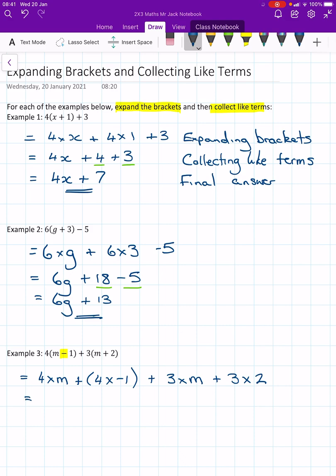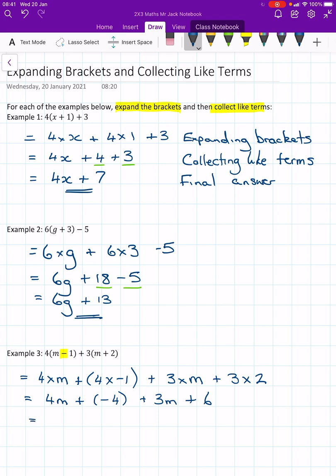So 4 times m is 4m. Now we have plus 4 times negative 1. We know that when we multiply a positive and a negative number, we get a negative answer. Then we have plus 3m. Then we have plus 6.